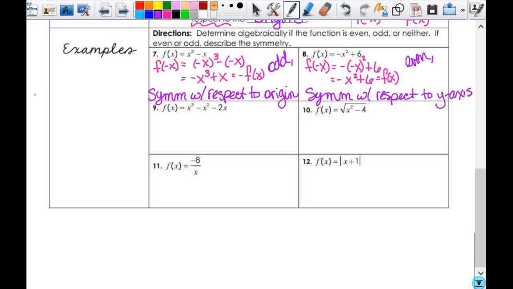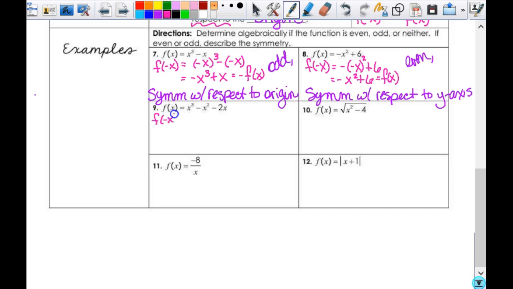So you have to say even or odd, and then the symmetry, and then your work is also part of that. That's showing how you know it's symmetric with respect to the origin or the y-axis or whatever. Okay? We all good so far? All right, let's do 9 together.